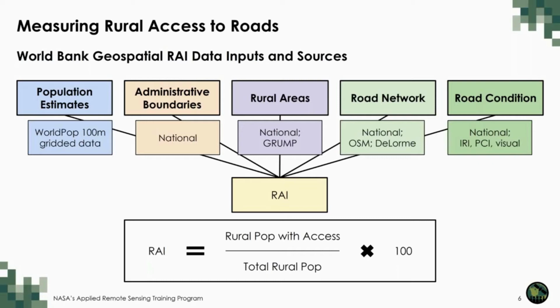These inputs are combined in the GIS software to estimate the rural population with access to all-season roads. This estimate is divided by the total rural population to get the proportion of the rural population with access to all-season roads. The RAI is often multiplied by 100 to present the results as a percent rather than a proportion.